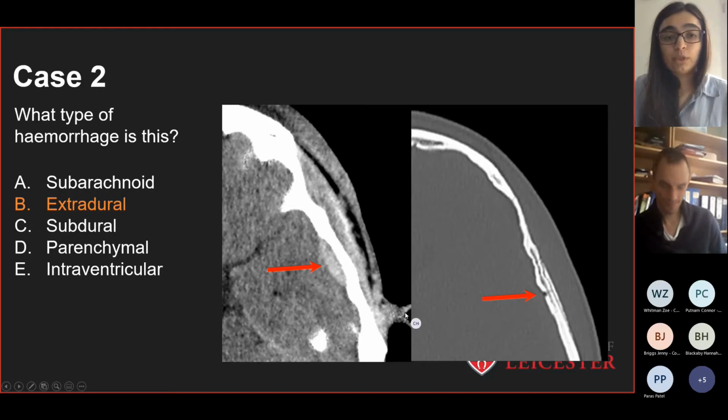And so skull fractures are most commonly seen with extradural hematomas. They're not usually seen with your subdural ones. And so it's always important to look for that to make sure you're not missing a skull fracture.